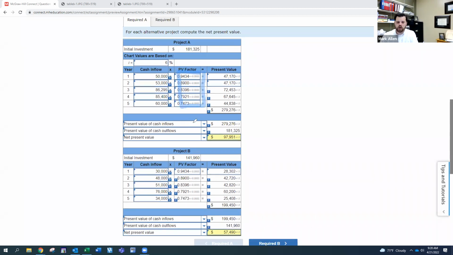Now, what's nice about doing a problem like this, though, is notice, once you get these factors, all of your projects require the same 6% return. Both of these are 5-year projects. Those factors are the same. So the only thing you're changing is your cash inflows, which are given to you. You multiply that out, and then your actual cost, which is also already given to you. So once you understand how to get these factors, these net present value problems really aren't too bad.